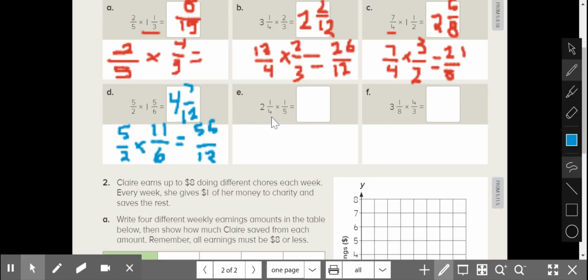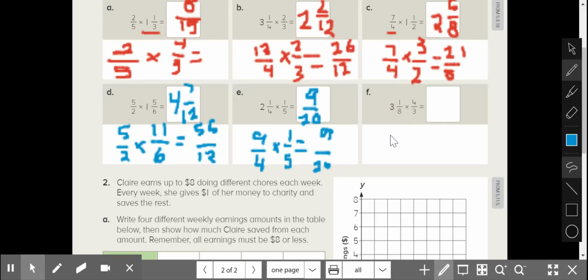Okay, 2 times 4 plus 1 gives us 9/4 times 1/5. 9 times 1 is 9, and 4 times 5 is 20. We could write that just right on up here because that is already where it needs to be as far as an answer. Last one, push pause, then come back.